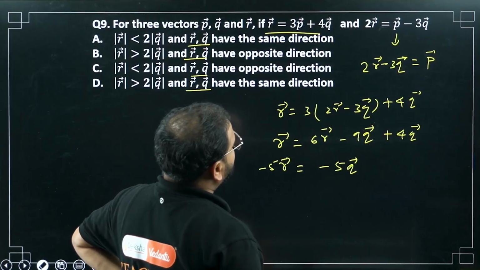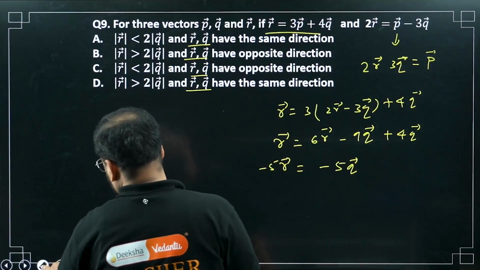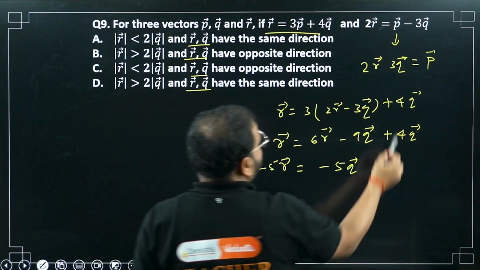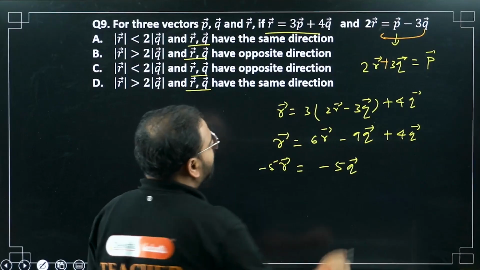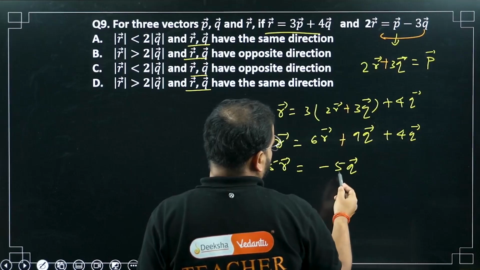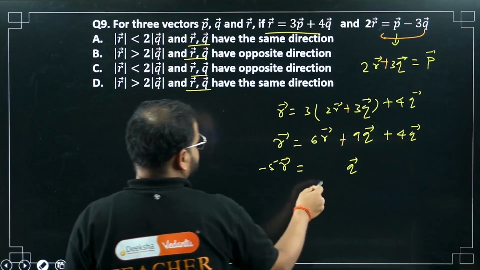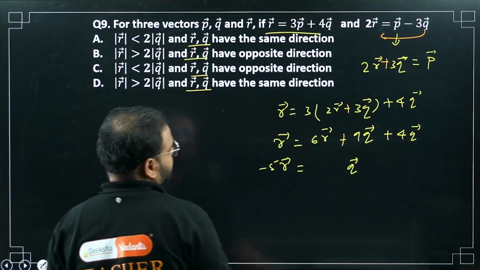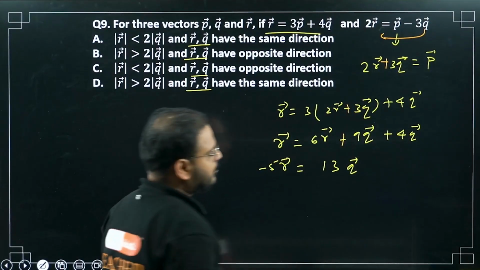Yes, if I bring it over here, this will be positive, right? If I bring this on this side, it will be positive. So 2R plus 3Q, plus over here. So it will become not 5Q, but 13Q. Please check. Sign mistake. If you bring 3Q on this side, positive 3Q, this will be 13Q vector.